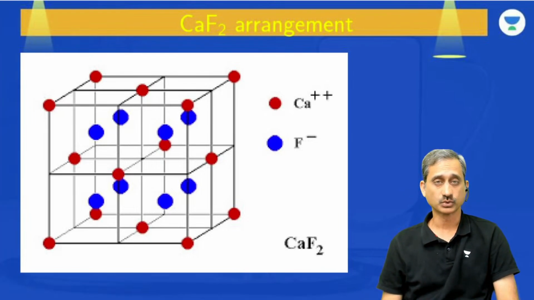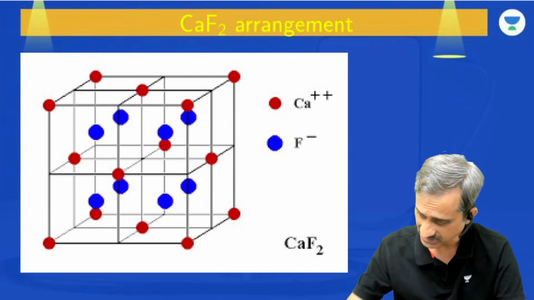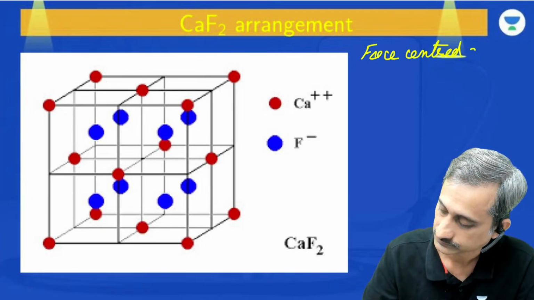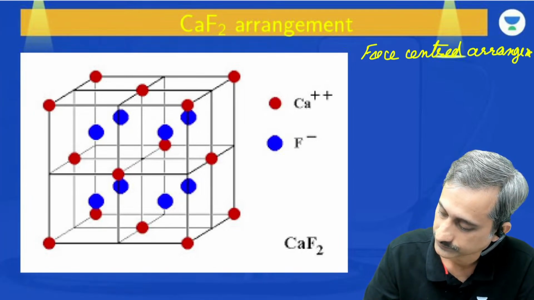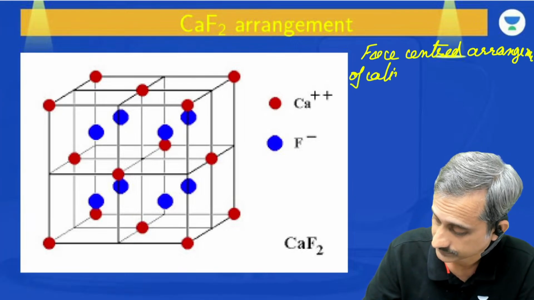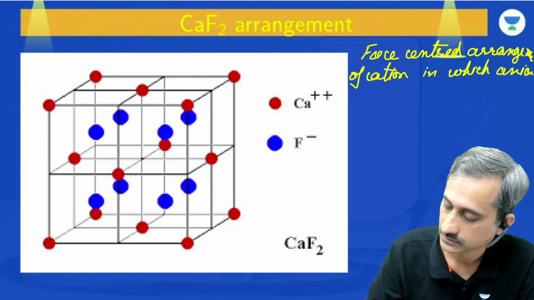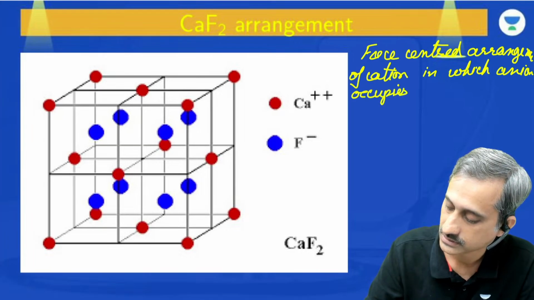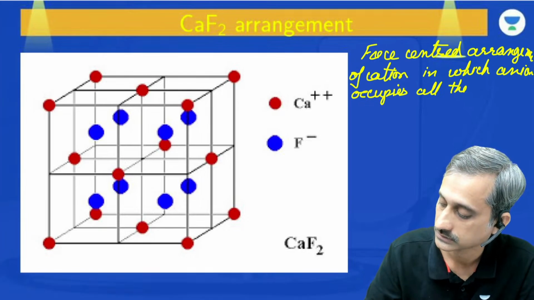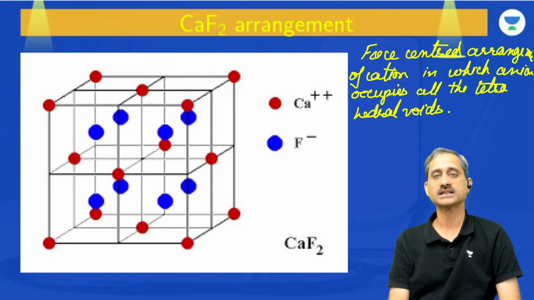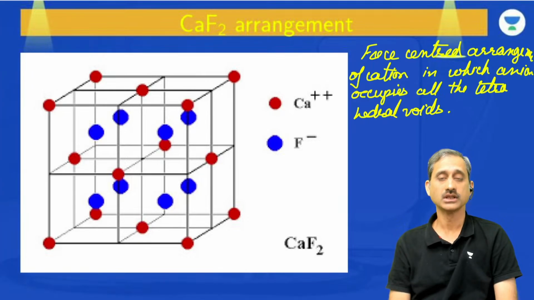Now we are talking about the calcium fluoride arrangement. What is calcium fluoride arrangement? It is a face-centered arrangement of cation in which anion occupies all the tetrahedral voids. It's a face-centered arrangement of cation in which anion occupies all the tetrahedral voids.